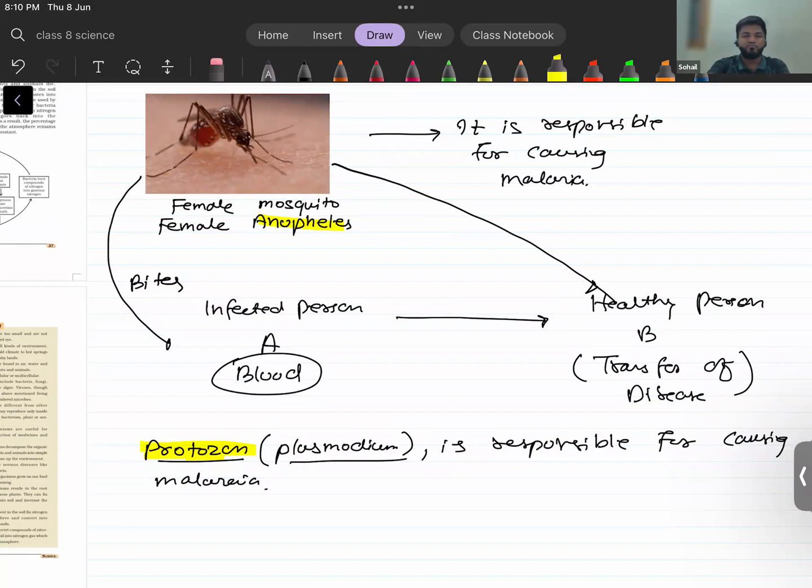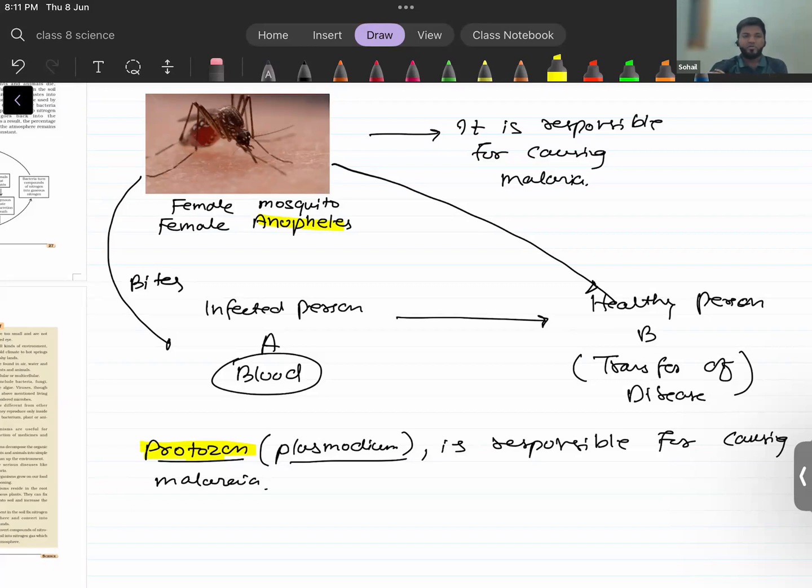Is that the name of the female mosquito? No, it's not the male mosquitoes. Male mosquitoes do not feed on blood. Any idea? No, sir. Okay, this is going to be your assignment. Research about this.